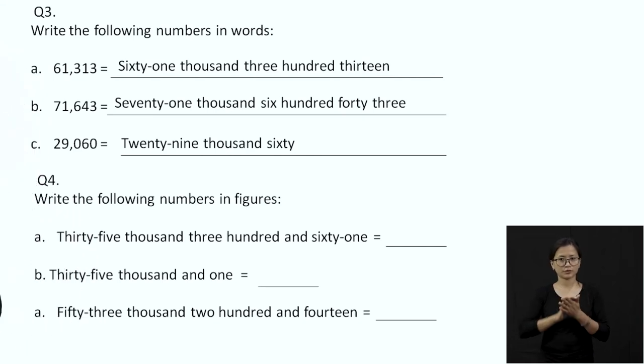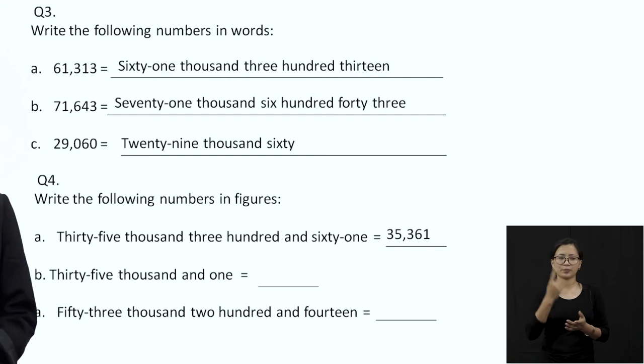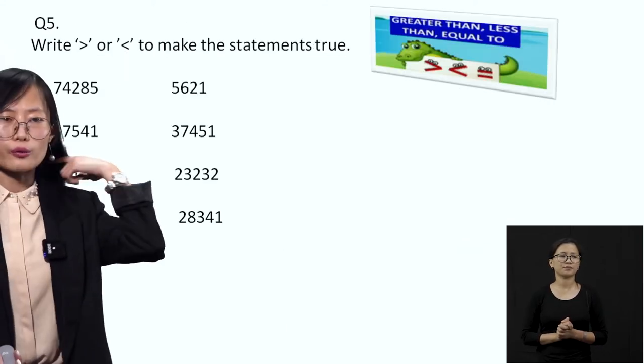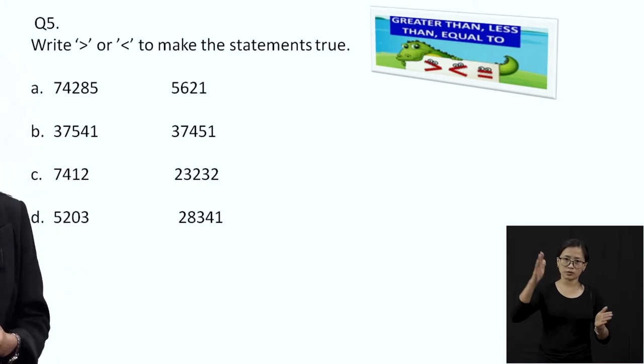Write the following numbers in figures, which is easier for you. 35,361. So you write 35, put comma, and 361. Easier, right? Now you have 35,001. So you put 35. It doesn't mention hundreds and tens. Just keep it zero. On the ones place, you will write 1. So 35,001. Next, you have 53,214. So you write 53,214.